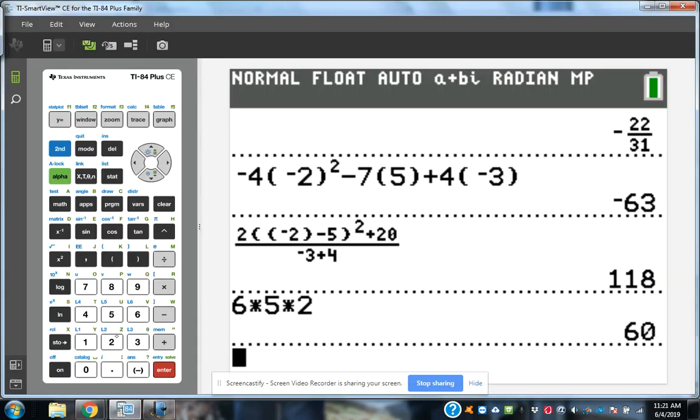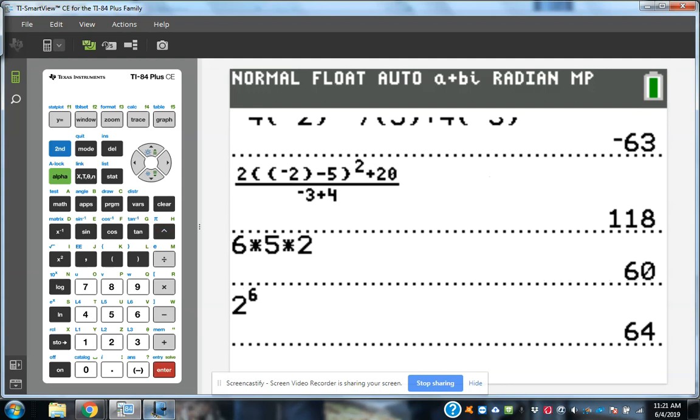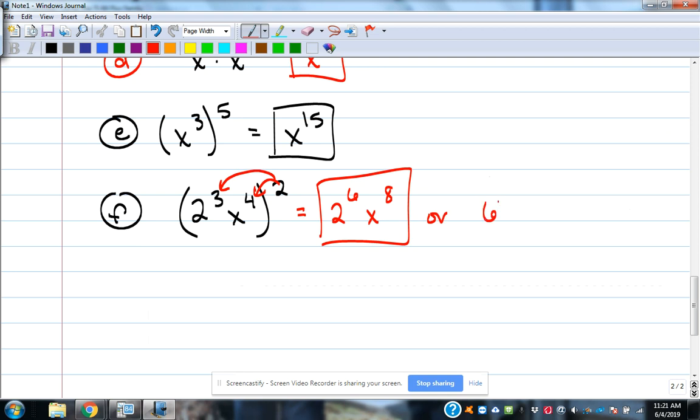Or you can use the calculator. 2, caret symbol to get the exponent, 6. Hit enter. 64. So, 64 x to the 8th. On labs, I'm good with either way. On the Canvas quizzes, you'll see the answer choices will all be in exponent form or in worked out form. You'll see that out there.